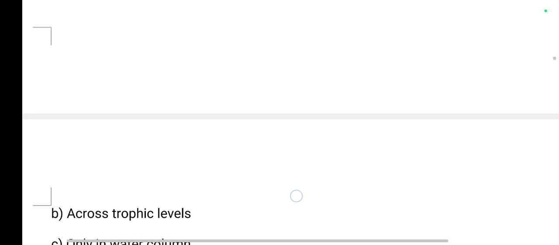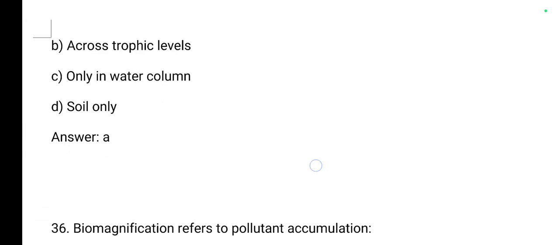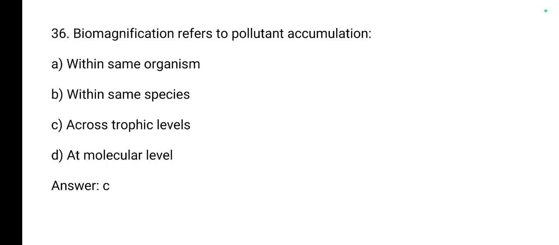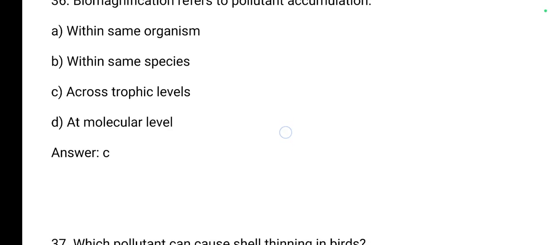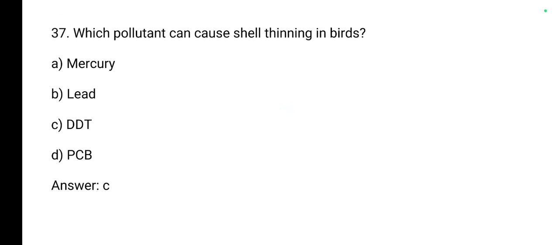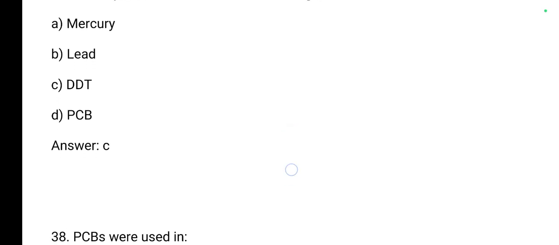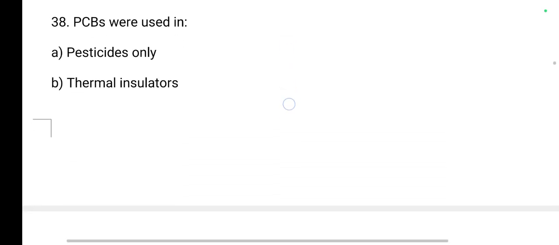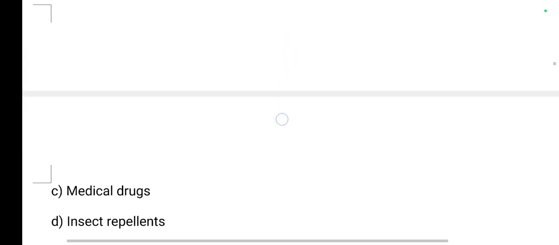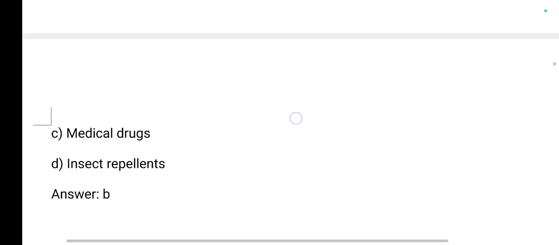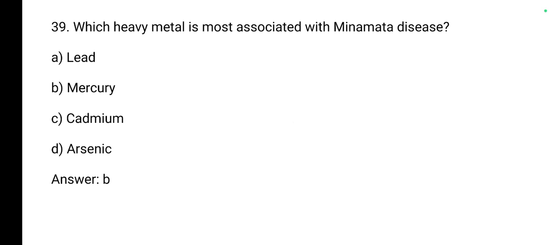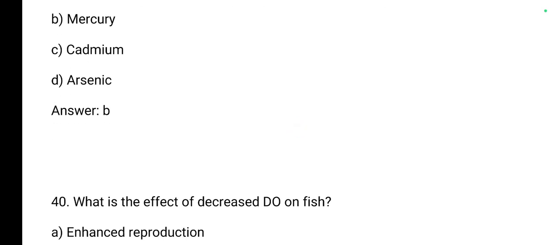Bioaccumulation occurs within, so the correct answer will be it occurs within trophic levels. Biomagnification refers to the pollutant accumulation across trophic levels. Which pollutant can cause shell thinning in birds? So the correct answer will be DDT. PCBs were used to, so it is used in thermal insulators. Which heavy metal is most associated with Minamata disease? So it will be mercury.